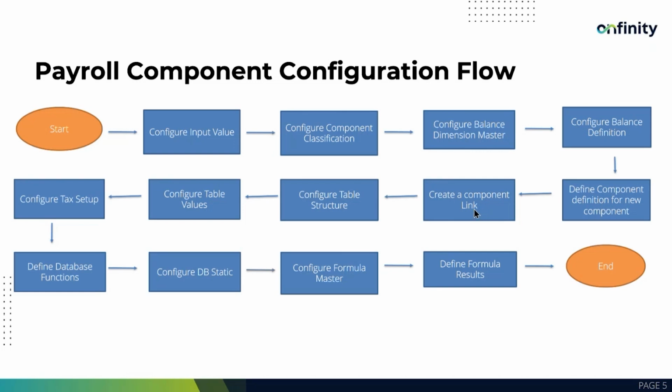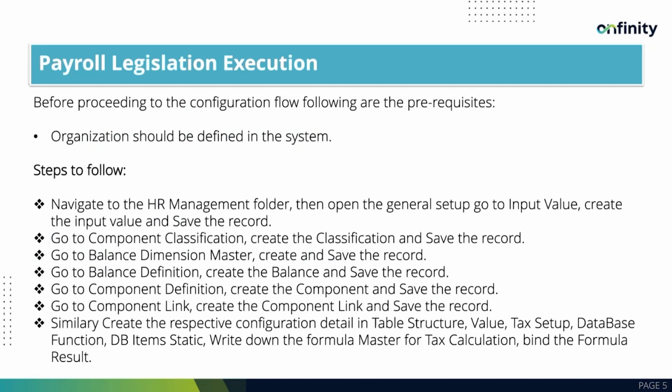Then link components using component link. The next steps are to define table structure and table values, then configure tax setup. After this, create database functions and define static DB items. Finally, write formulas in Formula Master and bind outputs in Formula Result. These steps ensure that the payroll engine has all the logic required for accurate salary computation. Let us now walk through each step in detail.